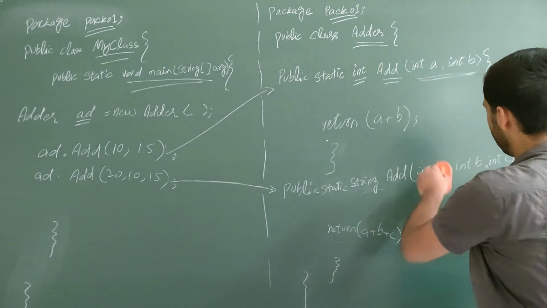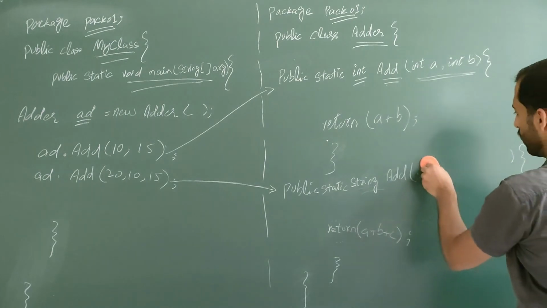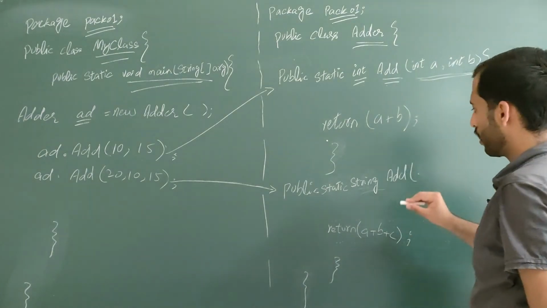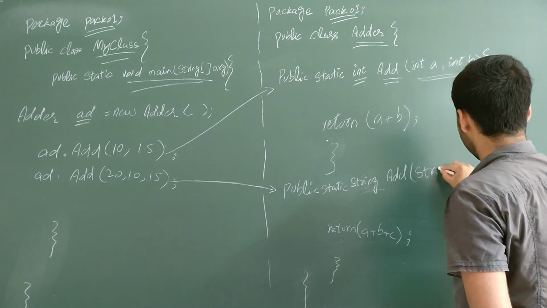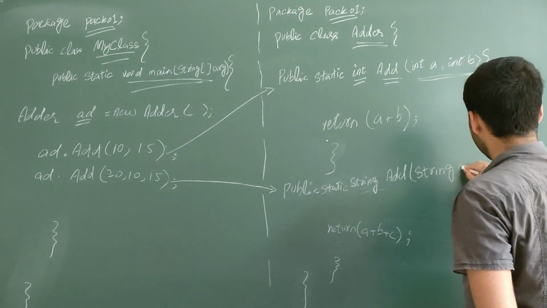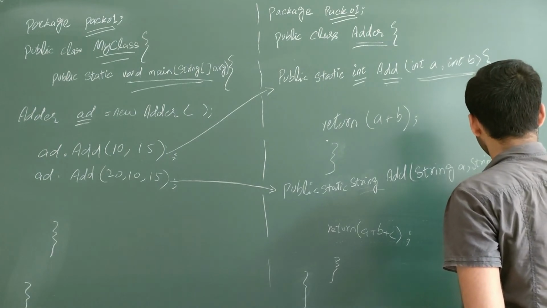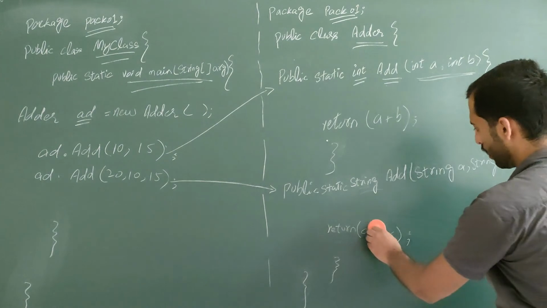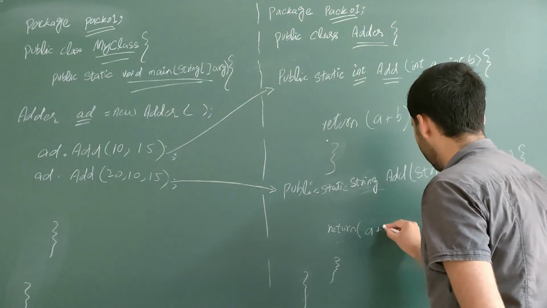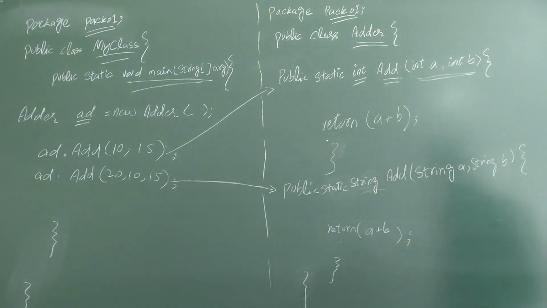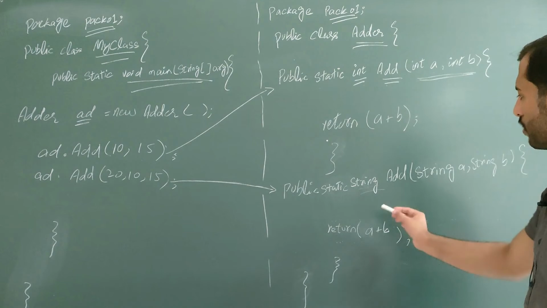So for that one, again I have to use this. Suppose that now I will do the concatenation. So I will write string A, string B. Here I will also return A plus B. So that is one more thing. Here I have added string, that is the return type is string, okay.